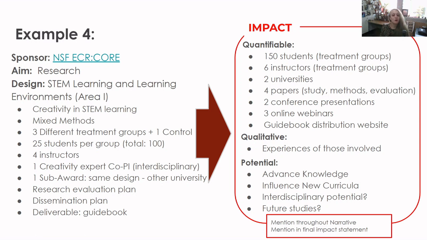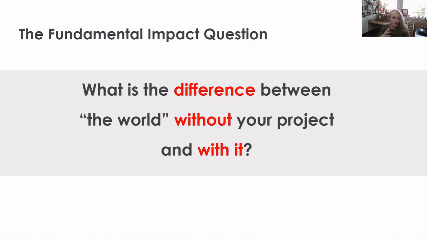Again, you would mention that throughout the narrative, and you would mention it in a final impact statement so the reviewer remembers that. So what's the final takeaway from this idea of measuring impact? It's really answering this core question: what is the difference between the world without your project and with it? If you answer that question well, you have a good impact statement.